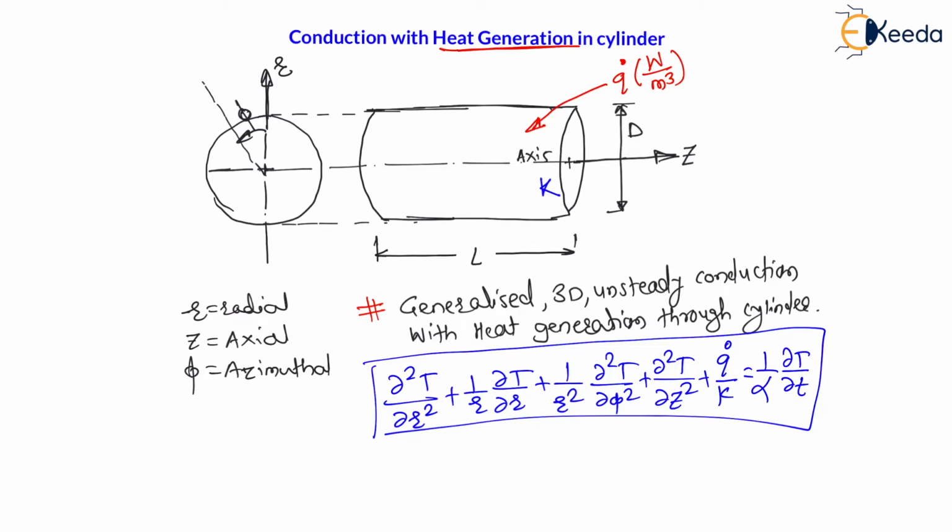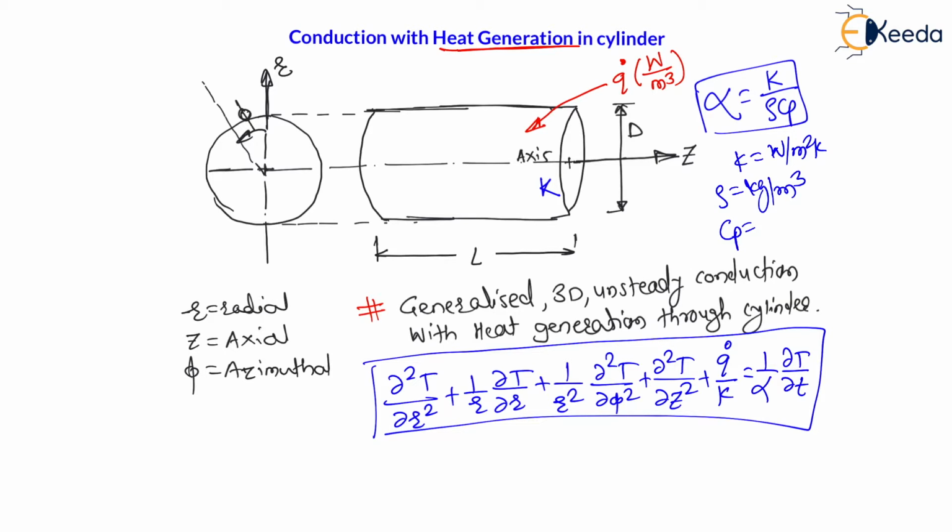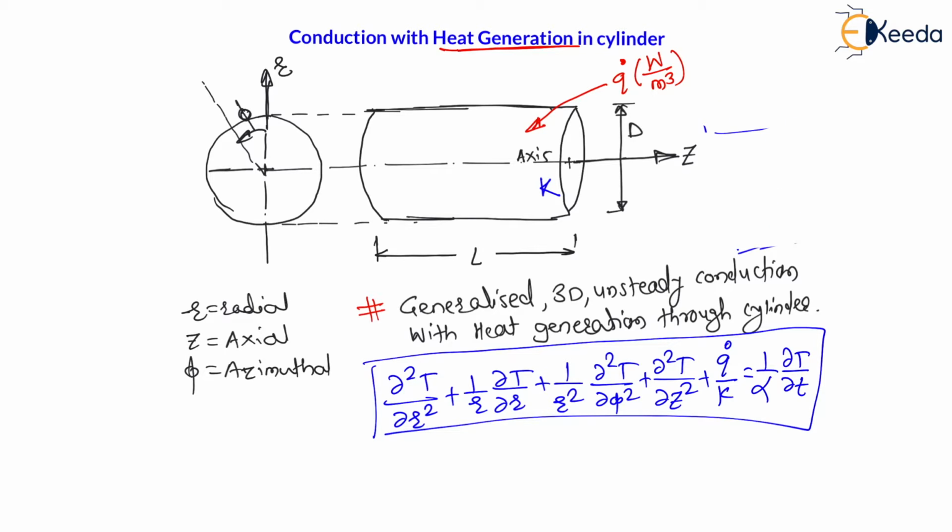α is the thermal diffusivity that we have already seen in previous lectures. This thermal diffusivity is nothing but thermal conductivity divided by ρCp. This is the ratio of thermal conductivity to the heat capacity, where k is the thermal conductivity, with unit watt per meter Kelvin. ρ is density in kg per meter cube, and Cp is specific heat at constant pressure in joule per kg Kelvin. Here α is thermal diffusivity.